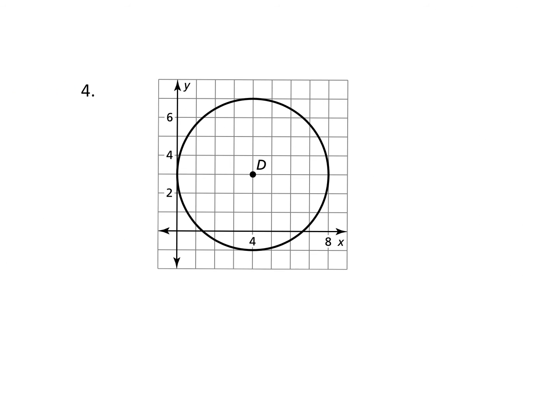Number 4. Our center here is, if we go over 4 and it's up 3, so it's 4, 3. So our equation should be x minus 4 squared plus y minus 3 squared. And now we got to figure out the radius. So from the center on up, we count 1, 2, 3, 4. And it's units of 1, so it's 4. 4 times 4, or 4 squared, is 16.